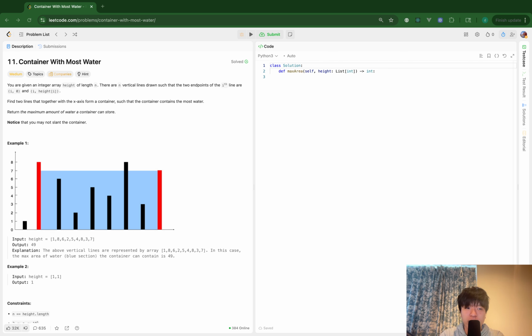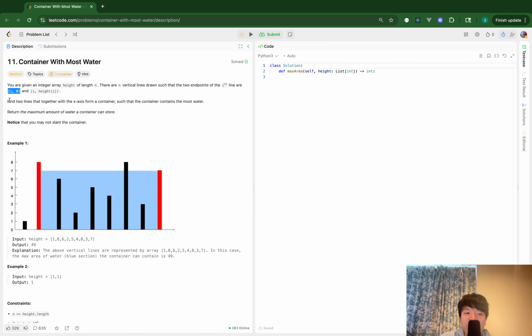Container with most water. In this question, I'm given an integer array height of length n. There are n vertical lines drawn such that the two endpoints of the ith line are (i, 0) and (i, height[i]). The lowest coordinate is (i, 0), and for each bar, the highest endpoint is (i, height[i]). Obviously the height is exactly height[i].